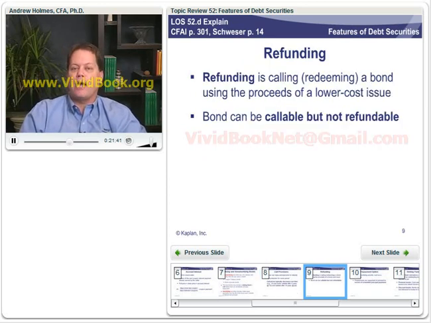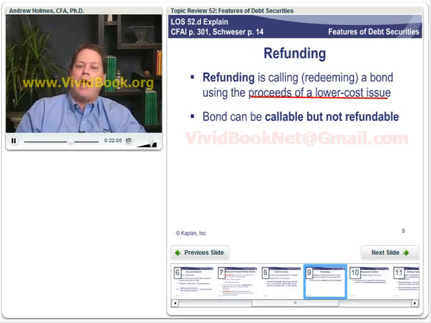Now, what I just described in the last slide was not just a call. That could actually be referred to as refunding. So when we said, all right, we issued some bonds at 7%, and interest rates subsequently go down to 4%, what we're going to do is call our old bonds, but we're going to do it with the proceeds from a lower cost issue. So we're going to call our old bonds, but we're going to have to issue new bonds to do it. Well, that's not just a call, that's refunding.